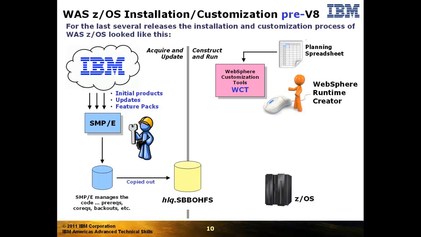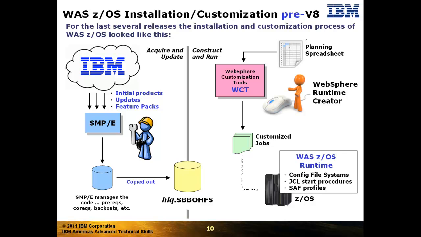Here's where the planning spreadsheet and the WCT came into play. Those tools were used to create the customized job which, when run, would construct the runtime, which included configuration file systems, JCL, start procedures, and SAF profiles.